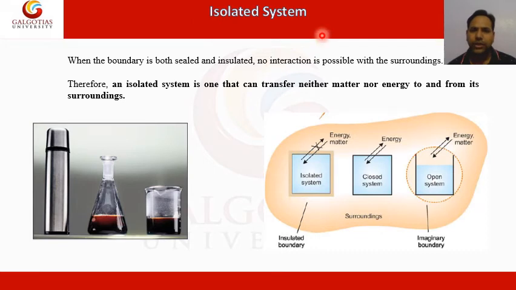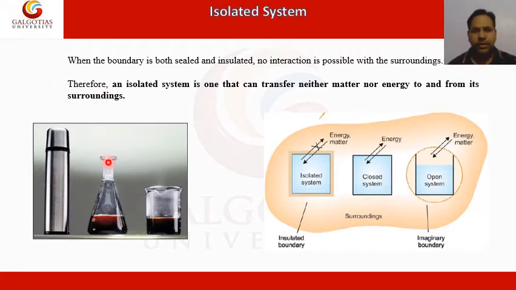First one is an isolated system. When the boundary is both sealed and insulated, no interaction is possible with the surroundings. Therefore an isolated system is one that can transfer neither matter nor energy to and from its surroundings.